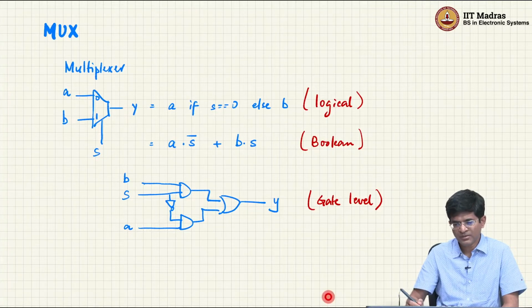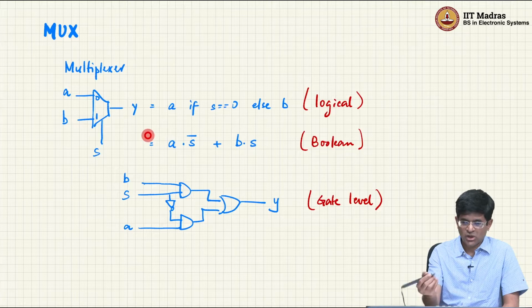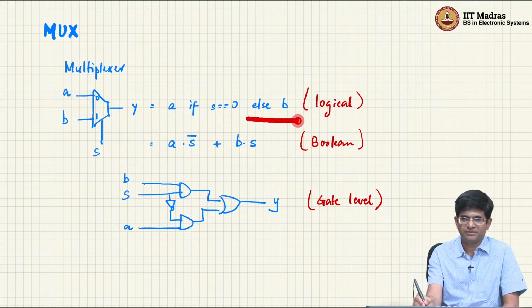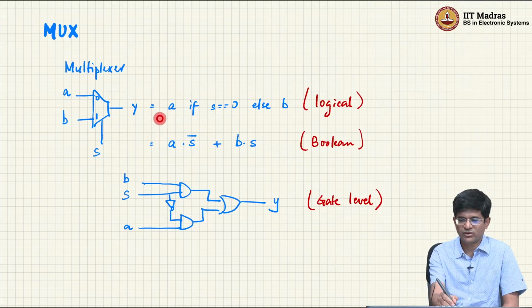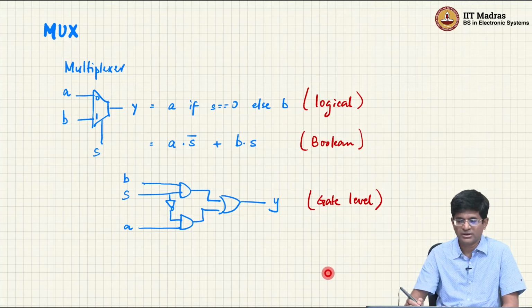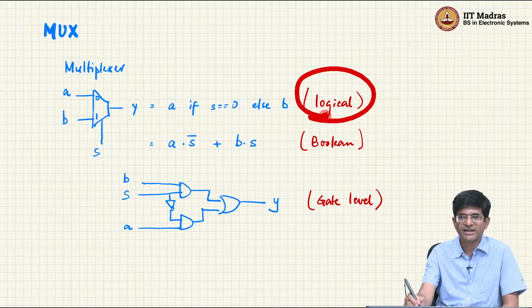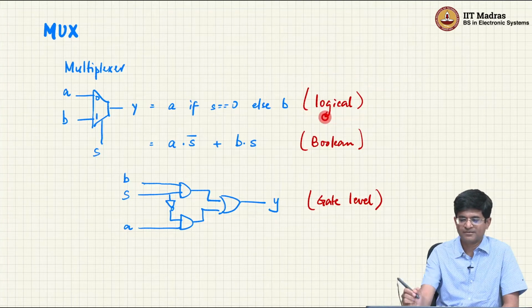output. So logically, the statement that I have is Y should be equal to A if S is equal to 0, else it should be equal to B, right? When I say else B, what I mean is else Y is equal to B, because after all this is all an assignment that I have out here. So that in some sense is the logical description of what I want from a mux.